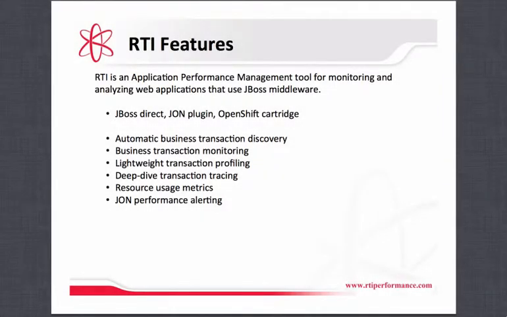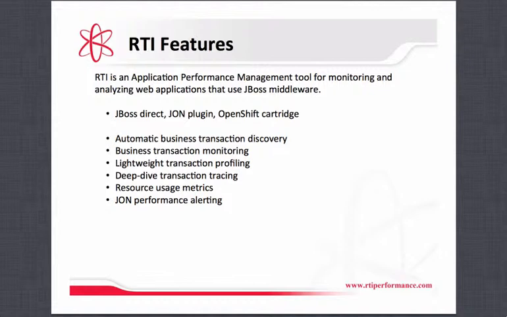RTI is an application performance management tool for monitoring web applications that use JBoss middleware. RTI can be used with JBoss directly, as a JON plugin, or even as an OpenShift cartridge. RTI automatically discovers the business transactions or requests entering your system and begins monitoring those transactions to produce rate and response time metrics. As transactions arrive, RTI summarizes the overall performance of all the transactions in a lightweight transaction profiling.